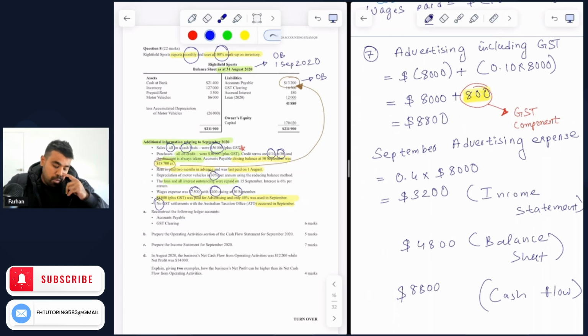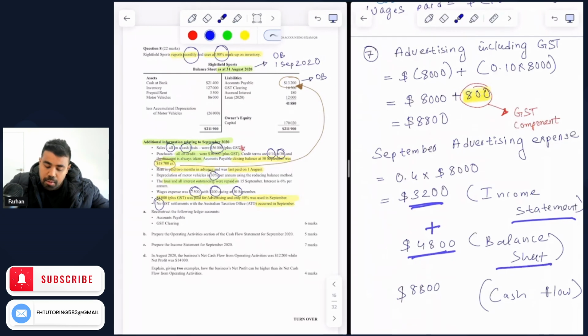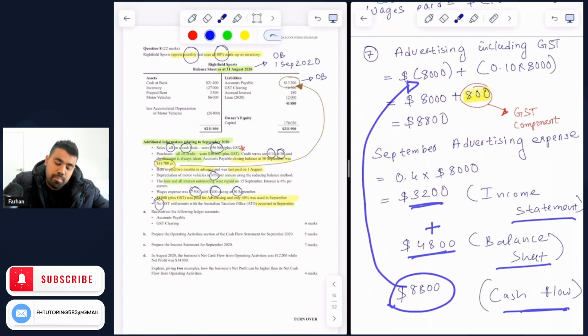Okay, so I believe you understood what's happening here. 40% has been expensed, which is $3,200 going into the income statement, which leaves us with 4,800 as the prepaid advertising that needs to go into the balance sheet. But in the cash flow statement operating activities section, the entire 8,800, which reflects the amount that we have prepaid plus the additional GST. Okay?